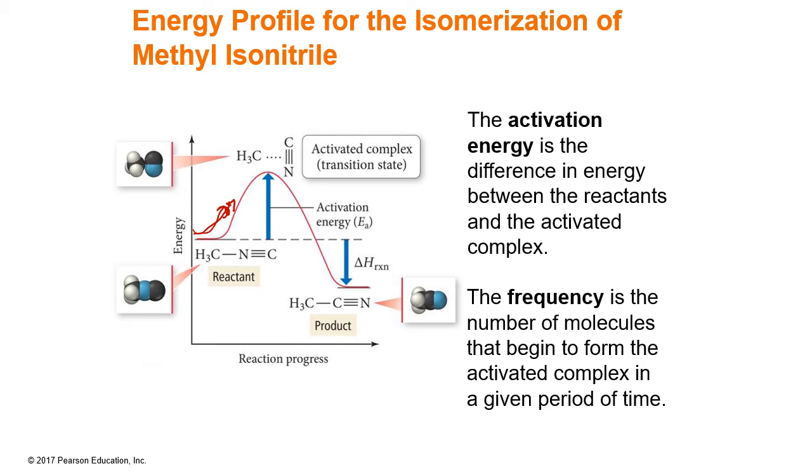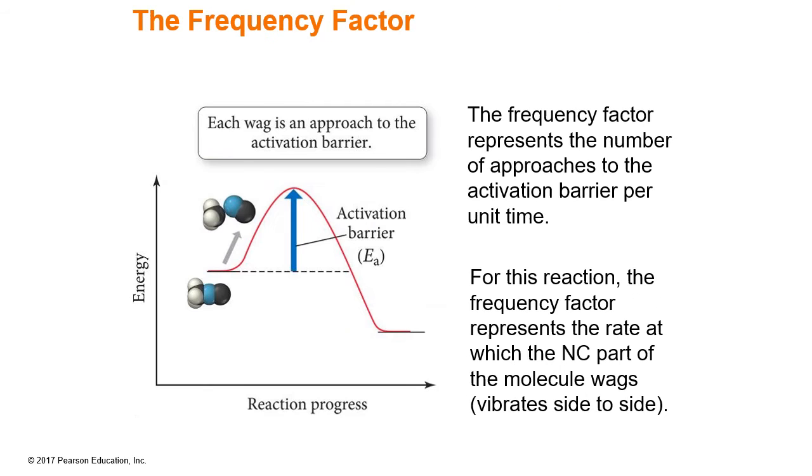And so if we increase our temperature, we're going to have more energy in our reaction, and more of them are going to be able to travel up that slope and eventually form our activated complex. So the frequency factor represents the number of times we approach that slope in order to overcome our activation energy. And it is per unit of time, so it is a rate that is happening.